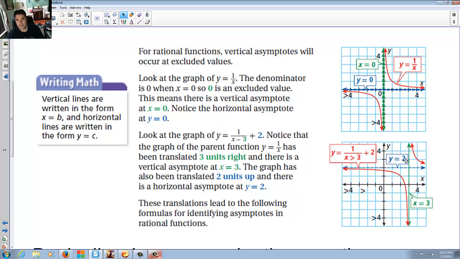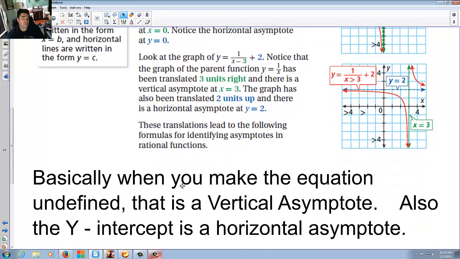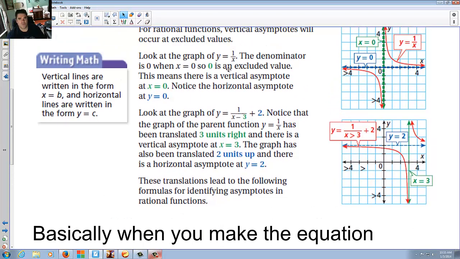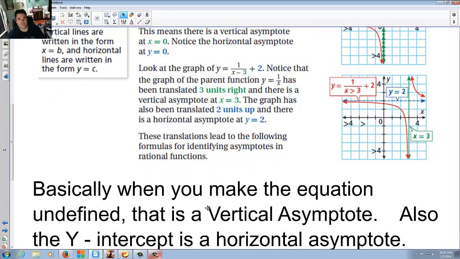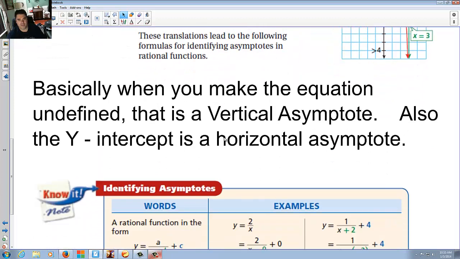So here and here forms your line, and if you go ahead and plug in some numbers, you'll see it forms around it. These translations lead to the following formulas for identifying asymptotes in rational functions. Basically, when you make an equation undefined, that's the vertical asymptote. In other words, when you screw up the bottom and make it 0, that's the vertical asymptote. The y-intercept is the horizontal asymptote, so how high up or down.